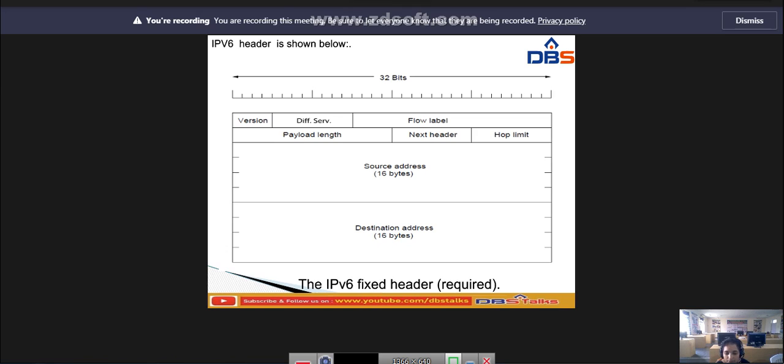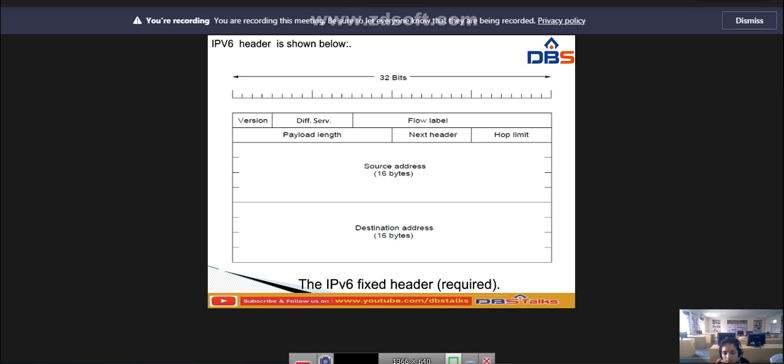What is meant by version? Version is 4 bits in size. It specifies the Internet Protocol version number. Next, coming to priority. What is meant by priority? It is a 4 bit field that defines the priority of the packet with respect to traffic congestion.